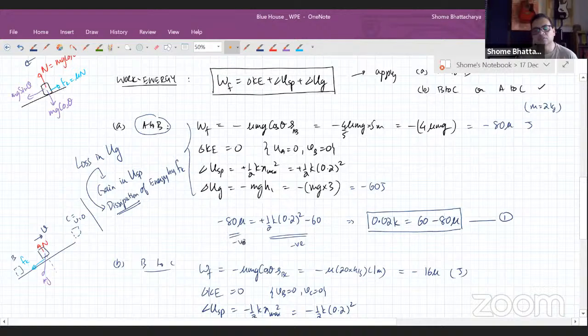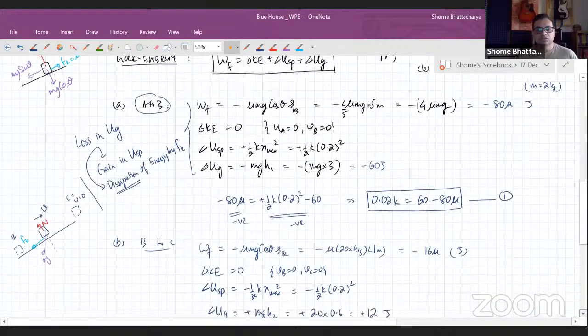Because this is negative, the amount of gravitational potential energy lost is greater than the amount of gain in the spring's potential energy. So the difference of the two, which is the total loss of energy, is the energy dissipated by friction. Typically it is dissipated as heat. So the net loss in energy, the loss in gravitational potential energy minus the gain in the spring's potential energy, is equal to minus 80 mu, which is the dissipation of energy by friction.